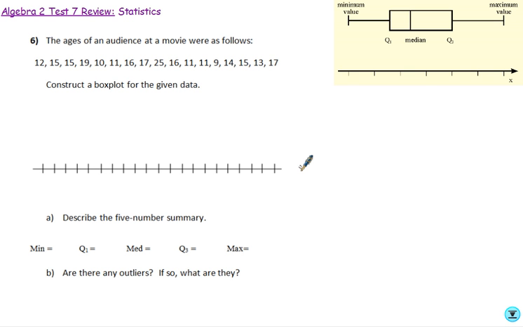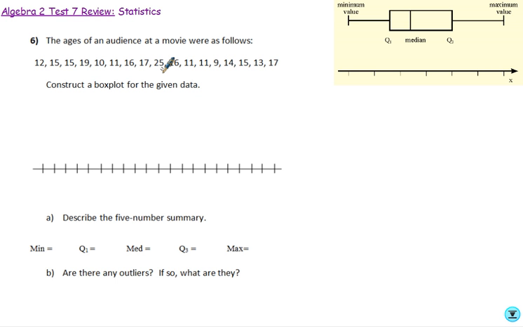Number 6 says the ages of an audience at a movie were recorded as follows, and then it lists out a bunch of ages. So we're saying we maybe went to a movie, and then we asked people, hey, how old are you? And we're trying to get a feel for what age group is going to what movie. Is it a kids movie, an adult movie?